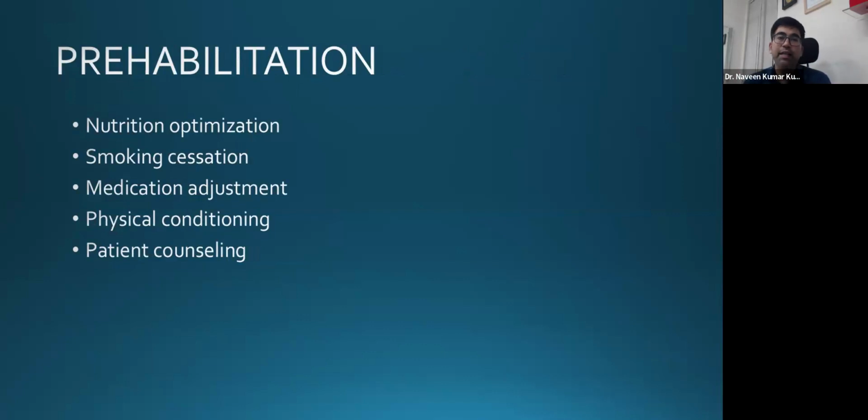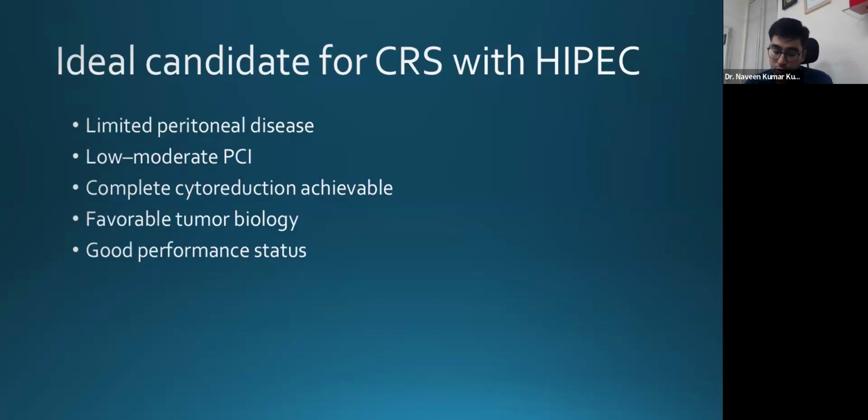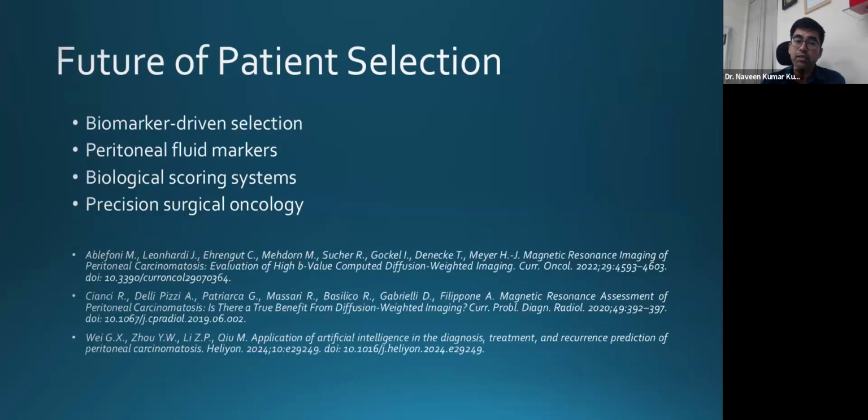Similarly, smoking cessation, any medications which need to be adjusted, physical conditioning, patient counseling, all these are very important while planning this patient. So the general workup of a patient for CRS HIPEC follows the same protocol. We evaluate all these factors along with the cardiac, renal, and respiratory status if needed, based on any anesthesia risk assessment. So an ideal candidate for CRS and HIPEC will be one with limited peritoneal disease, low to moderate PCI. Low to moderate PCI is generally a PCI less than 17 to 18. In some cases, it has been written as 20. And a complete cytoreduction is achievable. There is a favorable tumor biology and the patient has a good performance status.